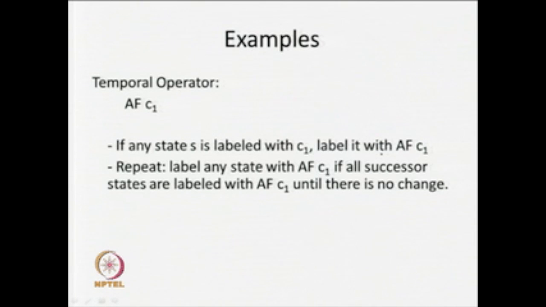This is the first step. Then we are going to repeat this procedure: label any state with AF C1 if all successor states are labeled with AF C1, until there is no change. So, we know this particular step. Now, we are going to apply this algorithm to look for the states where AF heat is true.